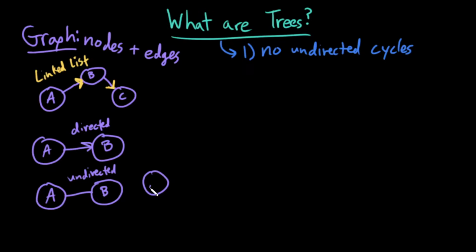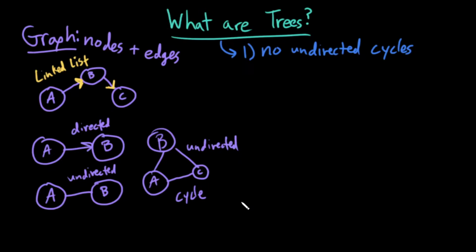Maybe I have A, B, C, and then A. So in this graph, this is called a cycle. I can go from A to B, B to C, and then back to A. So there's a loop, and that makes it a cycle. So this is a regular cycle. What's an undirected cycle? So this was an undirected graph. All my edges were undirected.